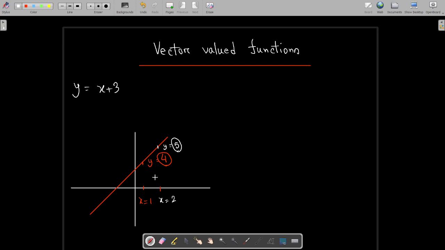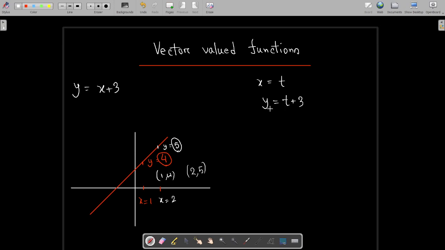So we are getting some points 1 comma 4, 2 comma 5, and you will get a lot of results. If you put x equal to 3, you will get a different answer. So this will go on. Now let me write the same equation but in parametric form. So we can write this in this manner: x equal to t, y equal to t plus 3. Here t is our parameter. So we have written the same equation but in parametric form.